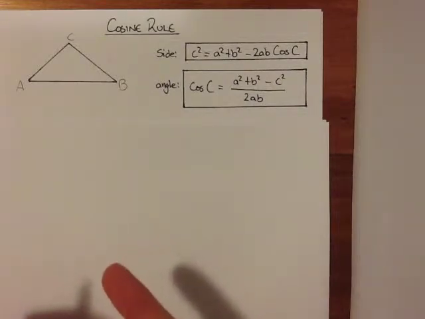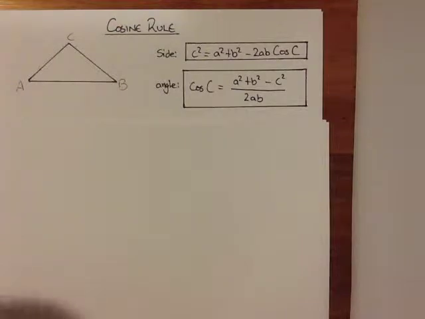The cosine rule. We use the cosine rule when we have a triangle that does not contain a right angle, and the four pieces of information we have consist of three sides and one angle. It is important to know how to label the sides of a triangle.